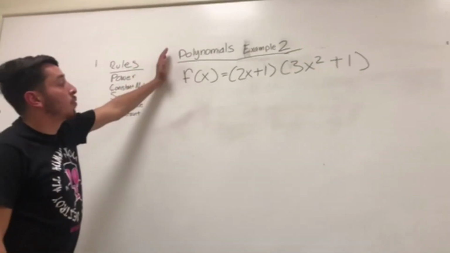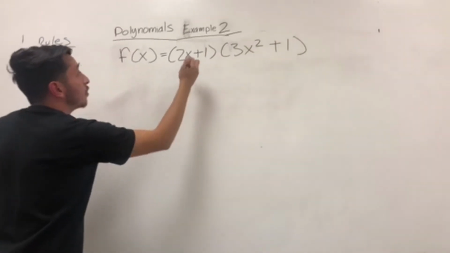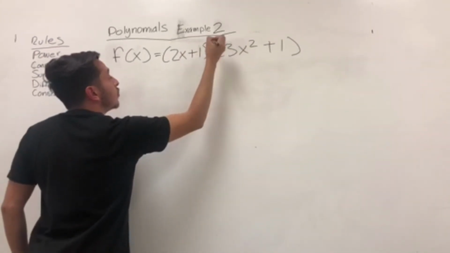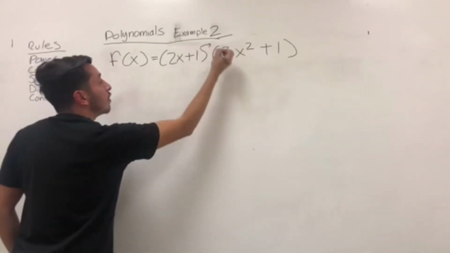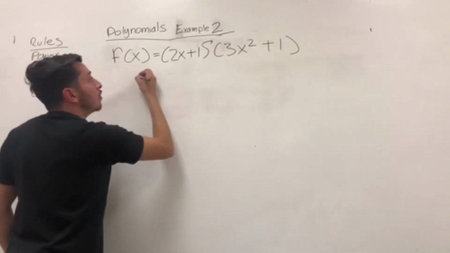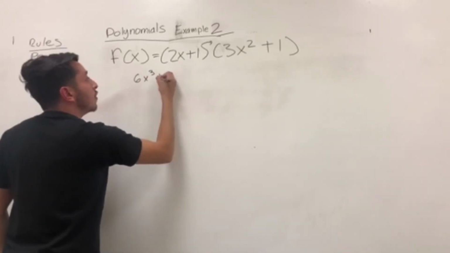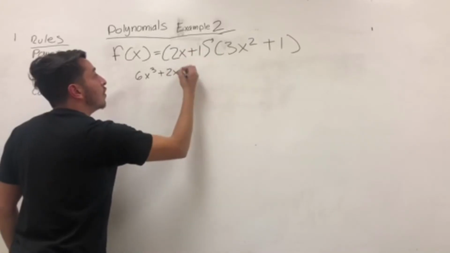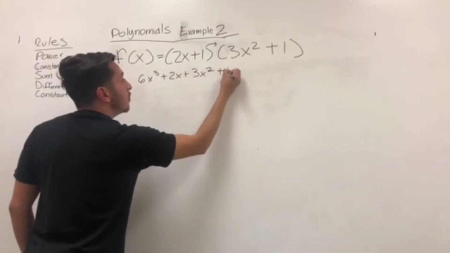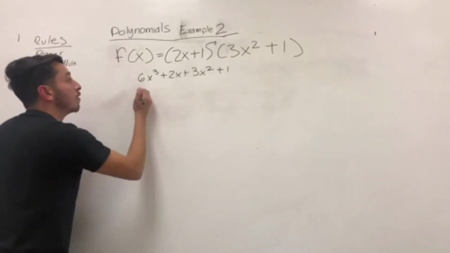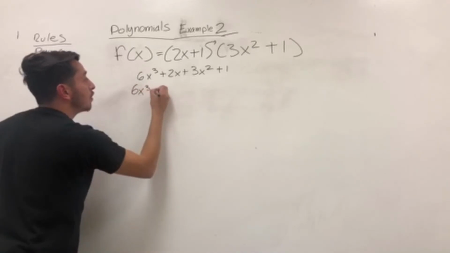So now for this problem, we're multiplying two functions together. Before we even start, we're going to multiply this function with this function, so it'd be easier for us to derive. We're going to multiply our polynomials. So it's going to be 6x to the 3rd power, plus 2x, plus 3x to the 2nd power, and plus 1. We're going to fix this to be in the correct order, so our notation is not all over the place.